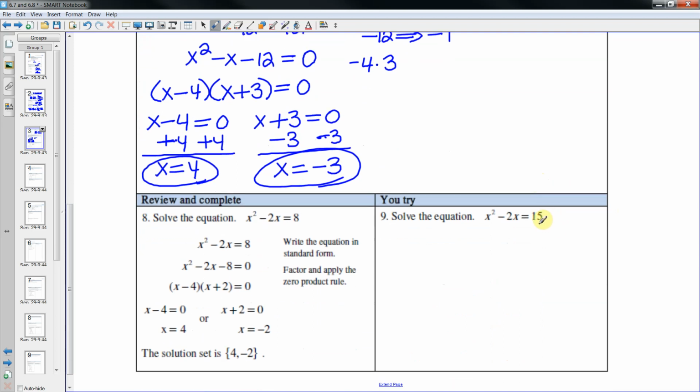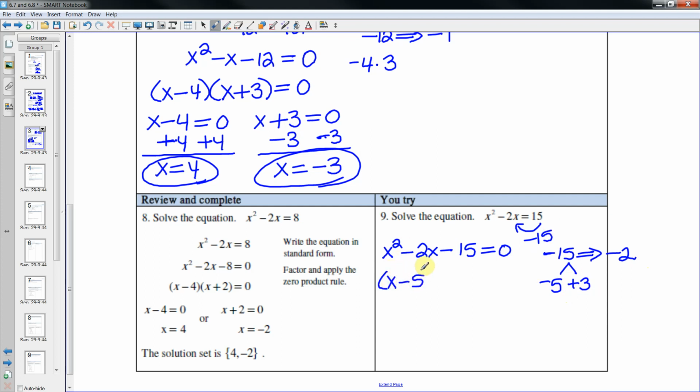I've got this 15 on the right hand side. I need to move him over by subtracting 15. So that's going to give me x squared minus 2x minus 15 equals 0. And so to factor that, I need to find factors of negative 15 that add up to a negative 2. So those would be negative, let's see, negative 5, positive 3. That's going to give me a negative 2 if I add them. It's going to give me a negative 15 if I multiply them, so that would be right.